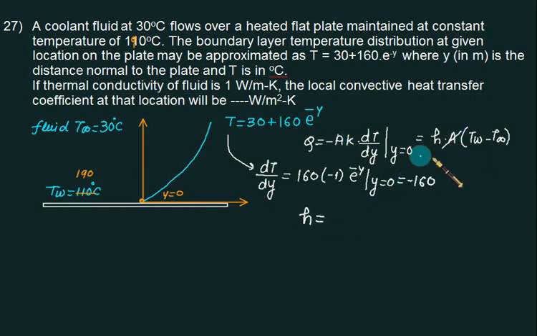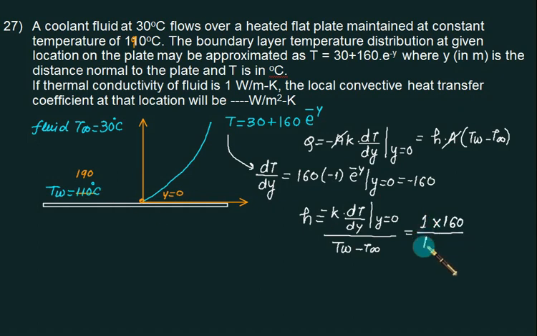So we can get h from this. Area will cancel. h equals minus K into dT by dy at y equal to 0 upon TW minus T infinity. Value of K is given as 1. This is into minus 160 divided by 190 minus 30. So the answer is.